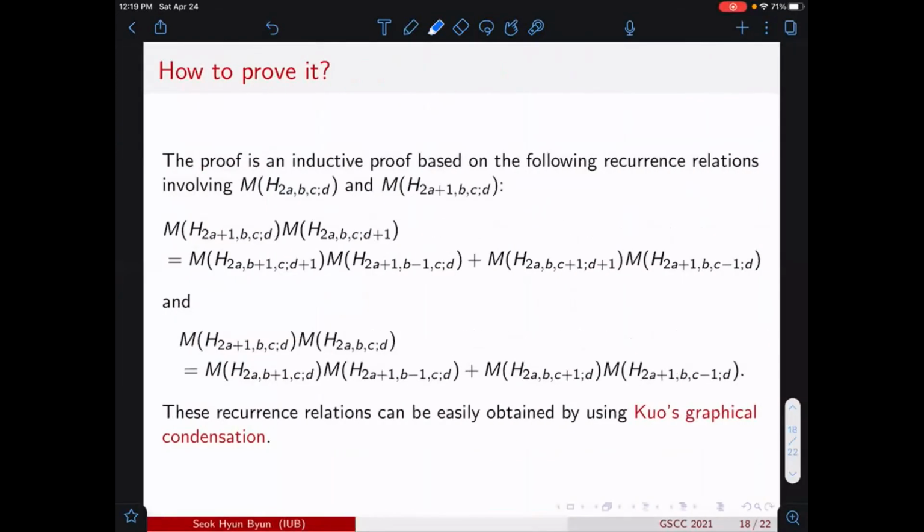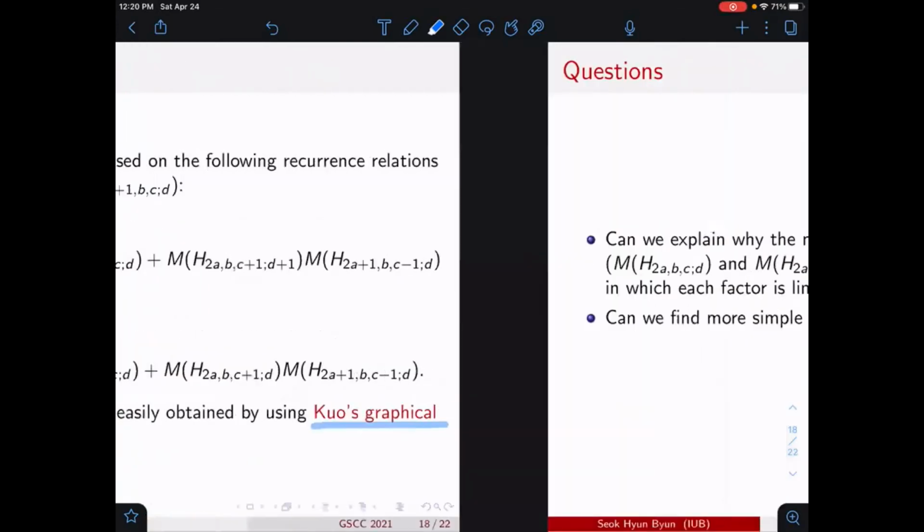Then how to prove it? How to prove such an identity? The proof is inductive, and the inductive proof uses the following two recurrence relations. And these two recurrence relations can be obtained by using Kuo's graphical condensation. But I don't have enough time to explain what it is. So these are the idea of the proof.